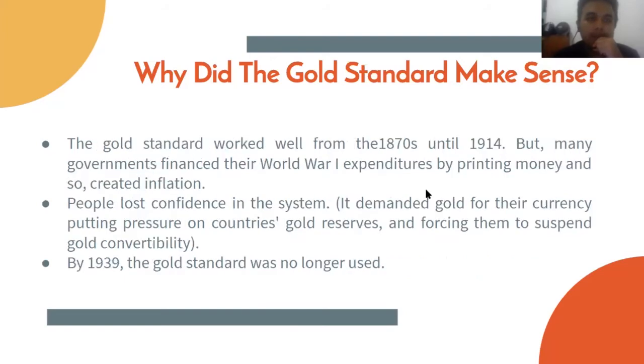The gold standard worked well from the 1870s until 1914, but many governments financed their World War I expenditures by printing money, and so created inflation. People lost confidence in the system, because they demanded gold for their currency, putting pressure on countries' gold reserves and forcing them to suspend gold convertibility. By 1939, the gold standard was no longer used.